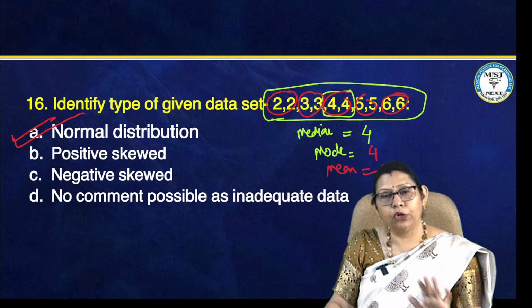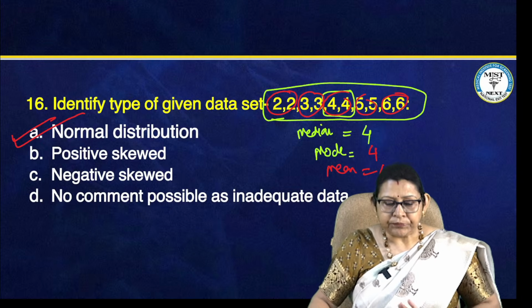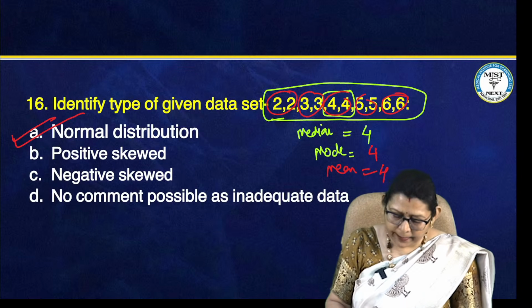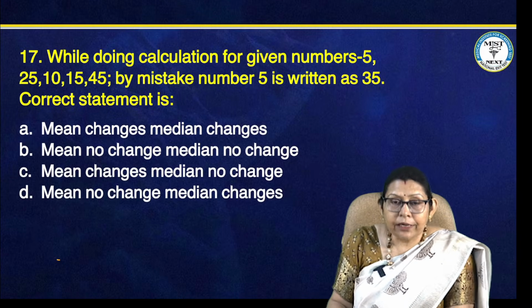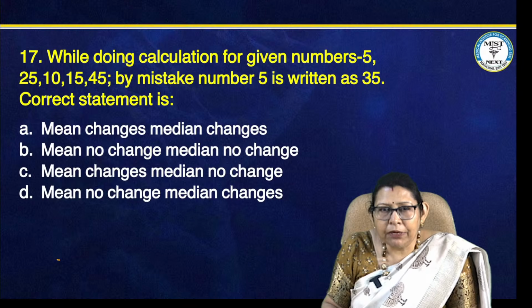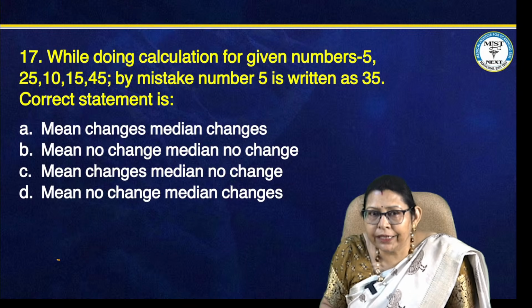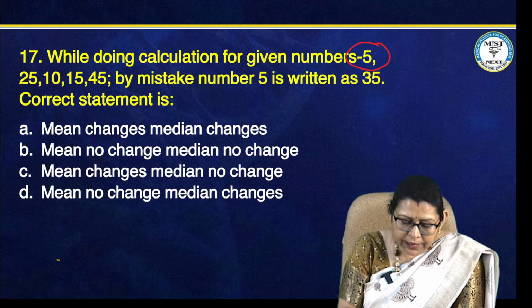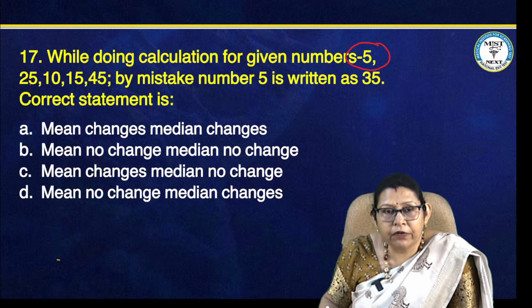It is your normal distribution pattern. While doing a calculation for a given number, by mistake the number 5 is written as 35. The correct statement is, now what are your numbers? Numbers are 5, 25, 10, 15 and 45.